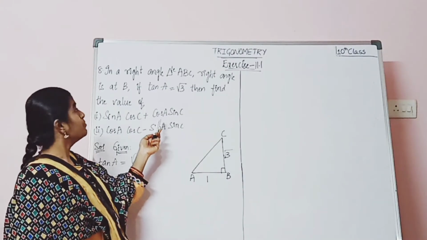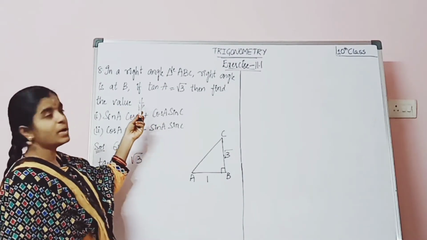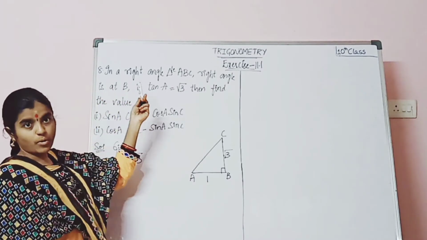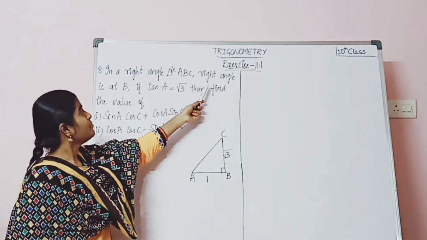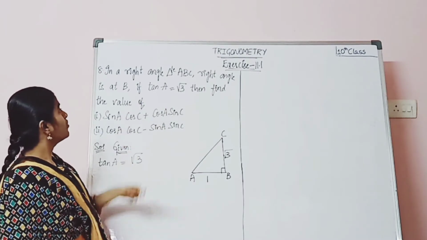Now let us solve one more problem based on example 1. So that is 8th problem. In the right angle triangle ABC, right angle is at B. So where is the right angle?